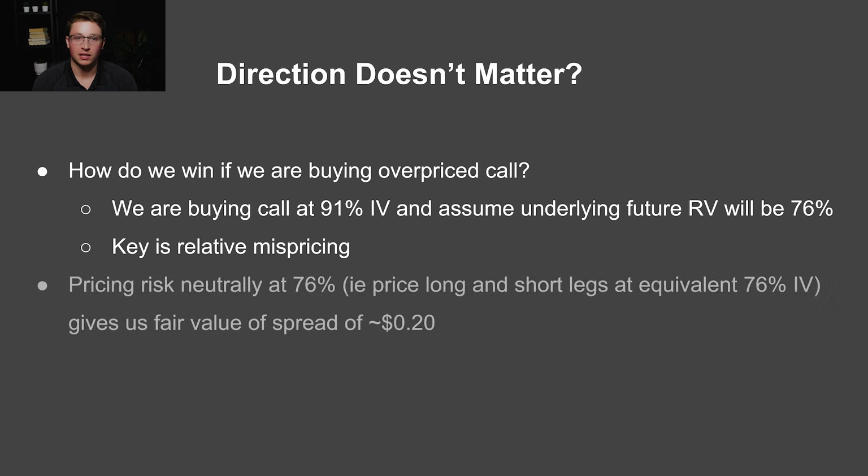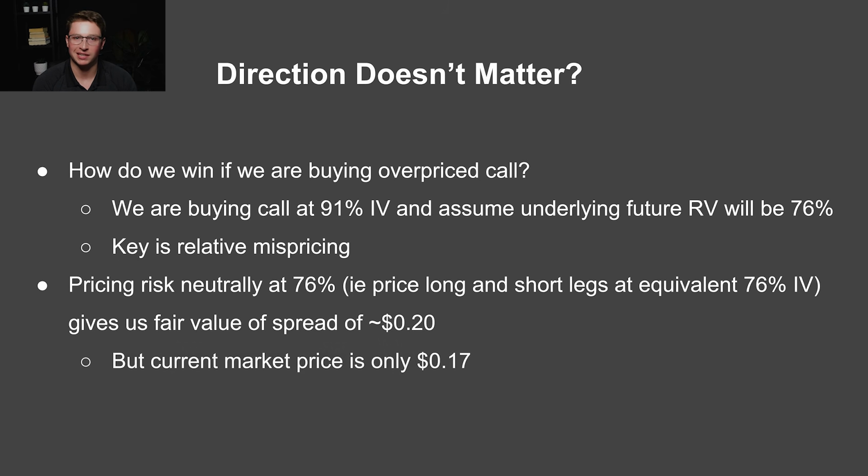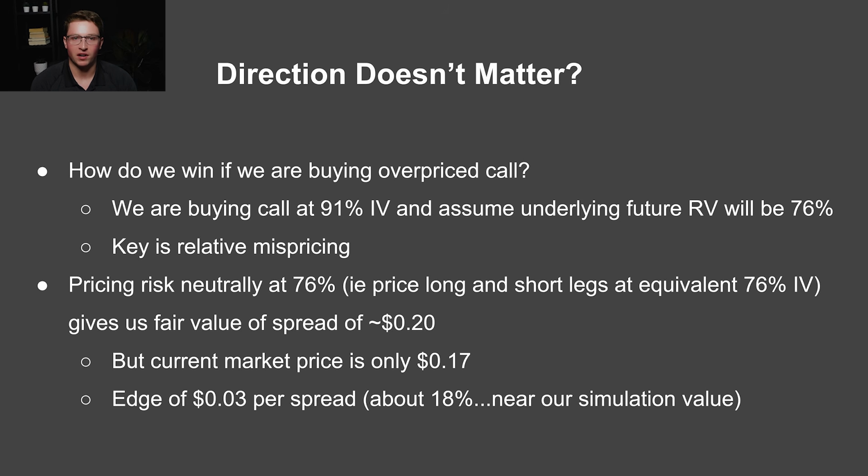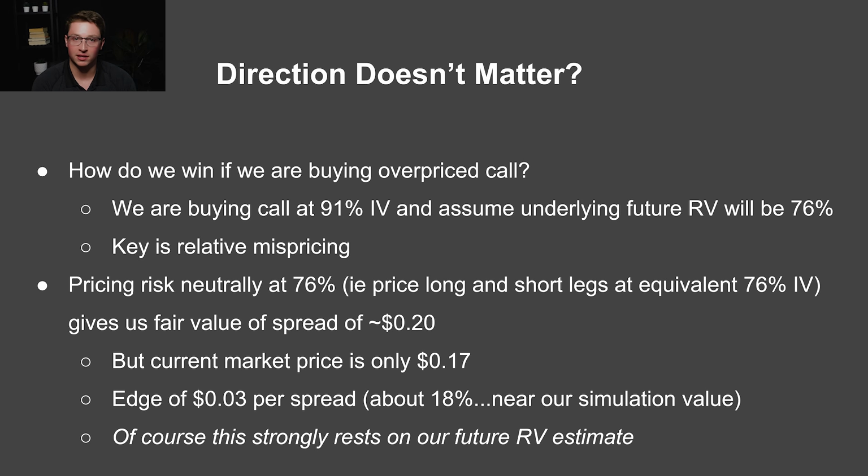To illustrate this, let's price the vertical under a risk-neutral scenario, assuming a constant volatility of 76%, equal to the past realized volatility. Under that assumption, the fair value of the spread is approximately 20 cents. The actual market price is only 17 cents. This difference represents a clear edge of 3 cents per spread, or about 18% of capital at risk.